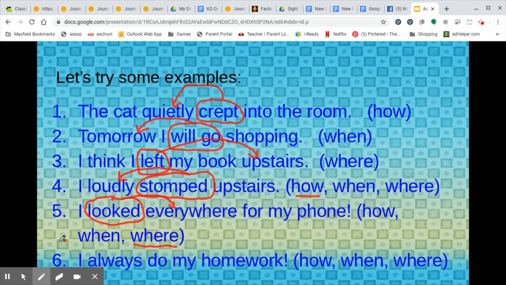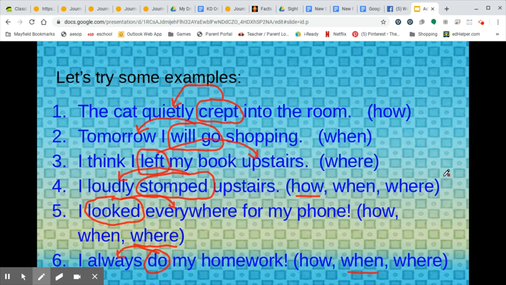Good. Number 6, I always do my homework. So what is the verb in that sentence? What is the action? Well, I do my homework. How, when, or where do I do my homework? I do my homework always. Okay, that is when I do my homework.